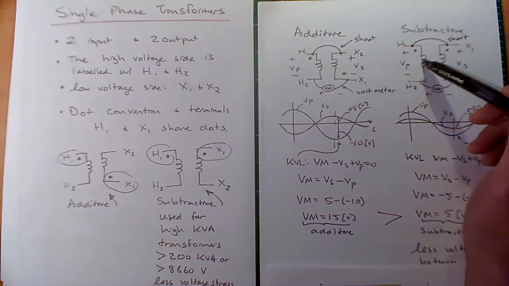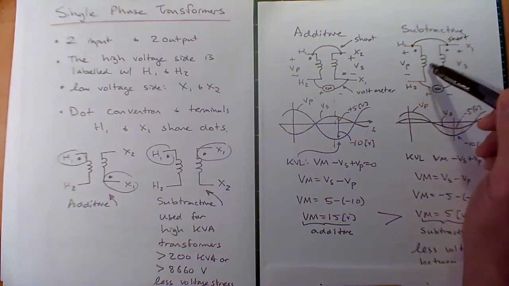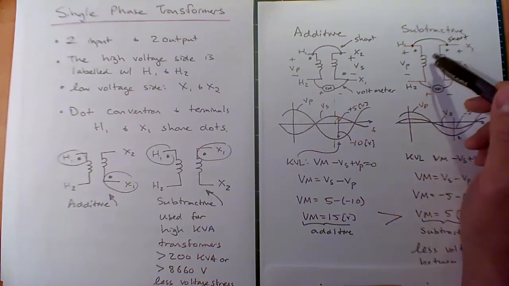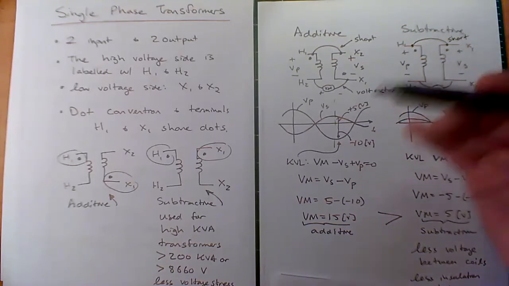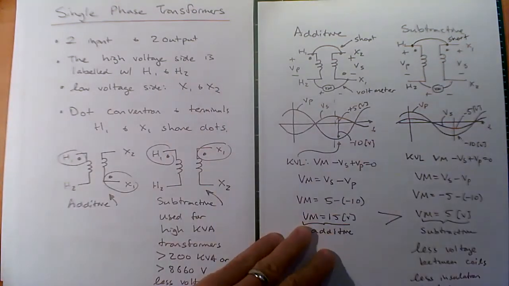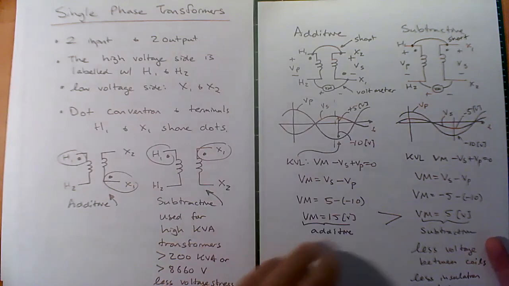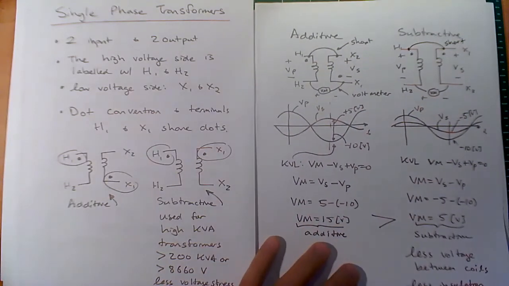And why is less voltage stress good? Well, think of the insulators, right? The insulators have an easier time keeping all the voltage inside the wires, and so they're less likely to break down. So this is a much better way, especially if we're in the kilovolt range, okay? So just an idea. You probably won't have to deal with it. Probably the subtractive will be spec'd out already for you, but it's just something to note.